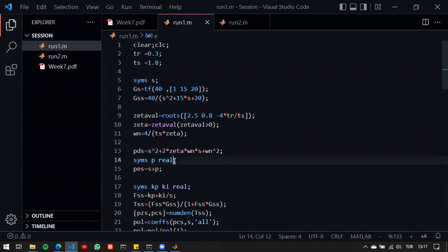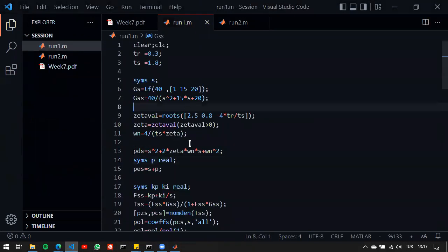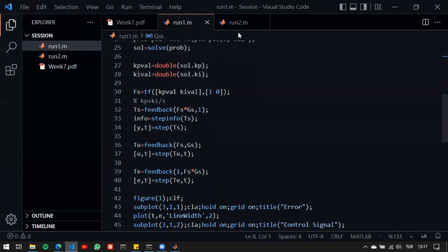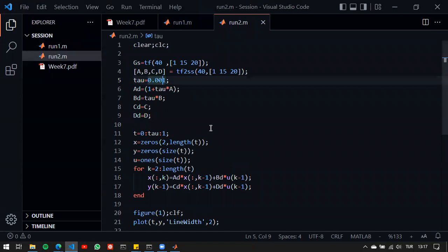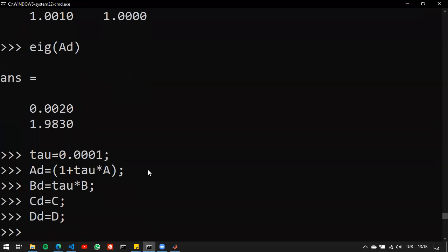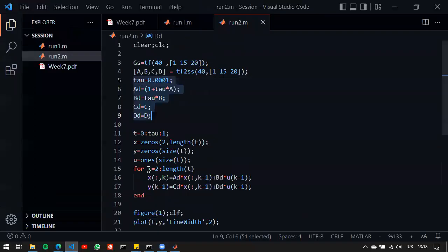Let me again try with an even smaller one. Where's tau? Oh, this is the wrong one. Tau. Let's even further decrease this. Hope that this one works. Still not there. Interesting.